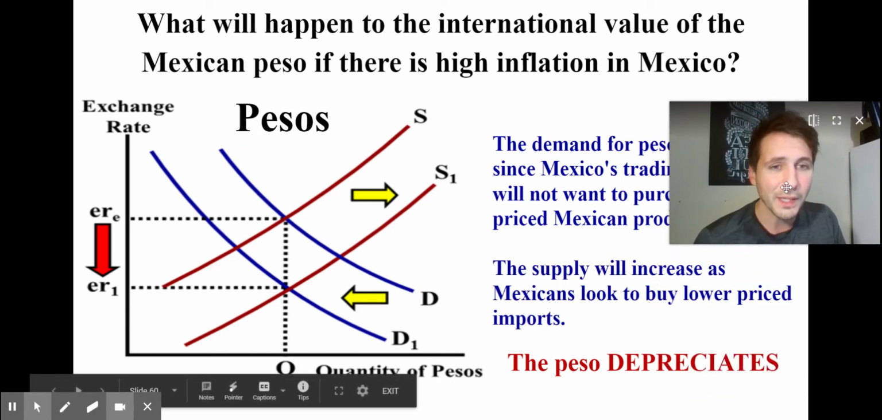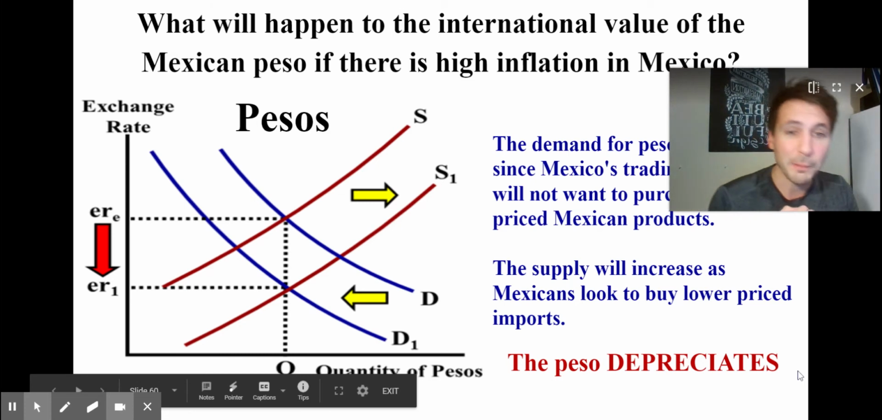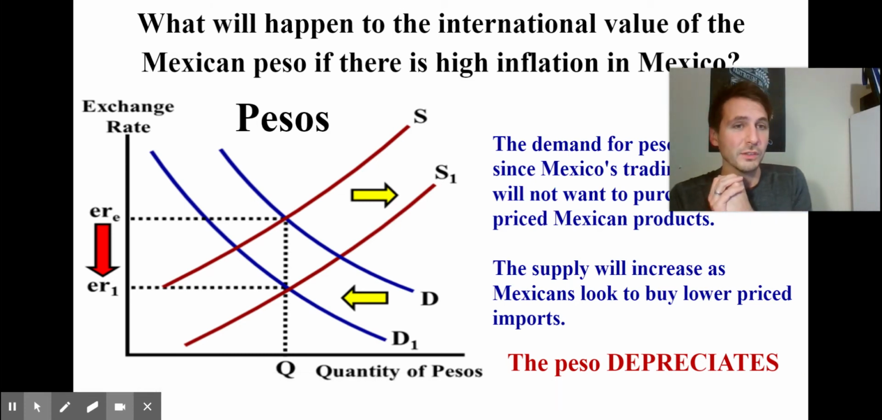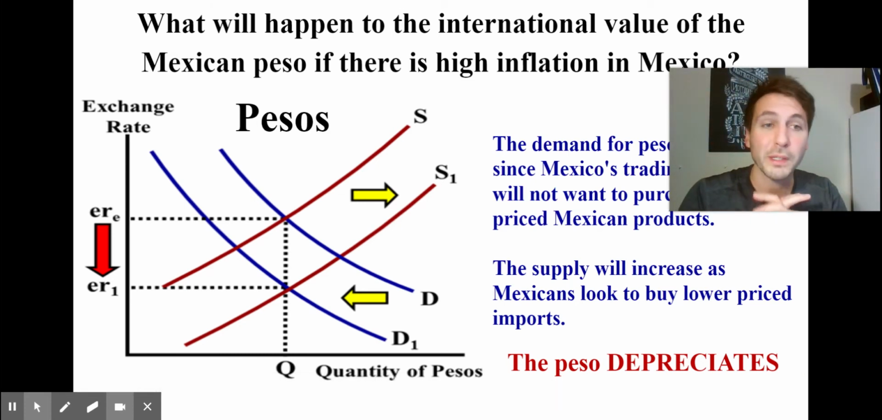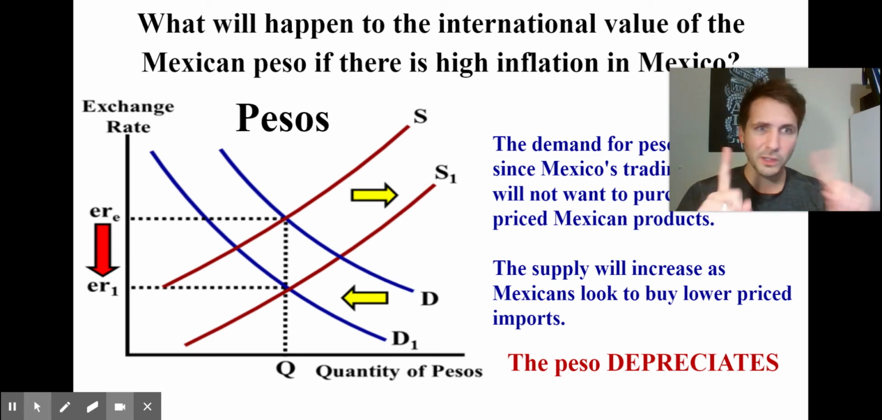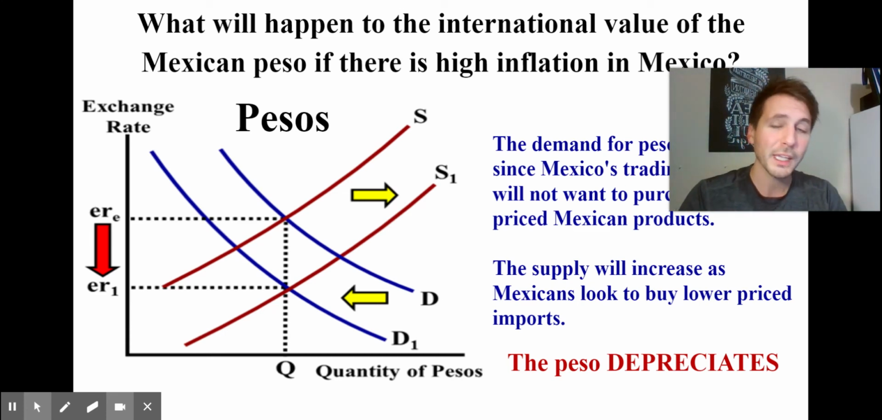However, at the same time, supply is going to go up because the Mexicans are going to look to buy the lower priced imports. Domestically, they're going to look around and say, hey, this ain't good. We don't want to buy our Mexican products. They're really highly priced. But the imports from that foreign nation are super low, so I want to buy those. And so supply shifts to the right.